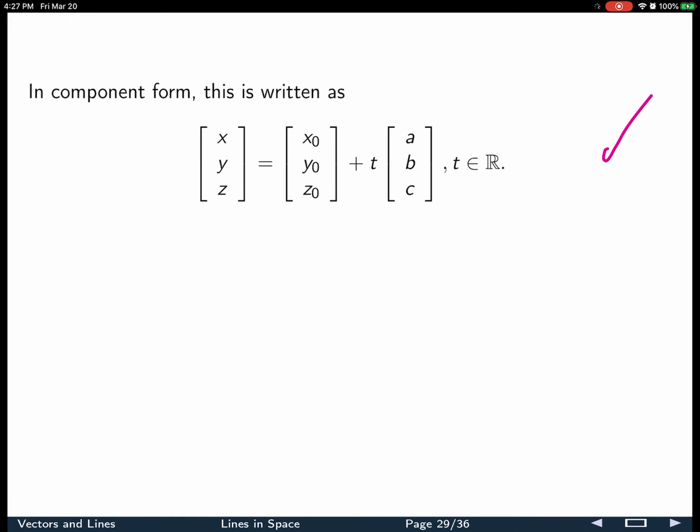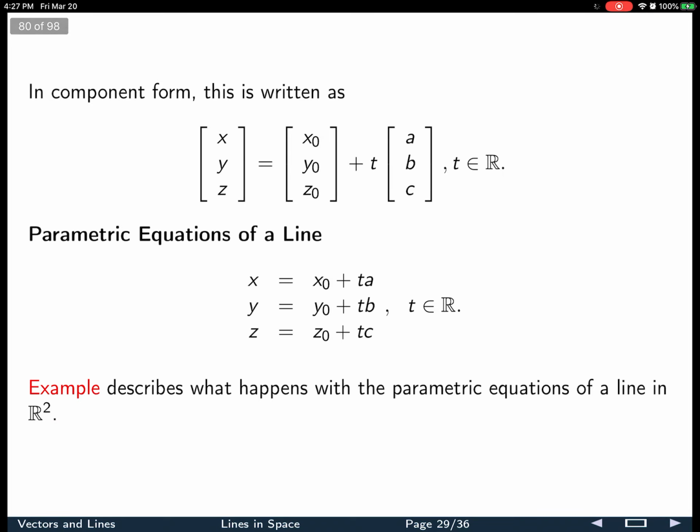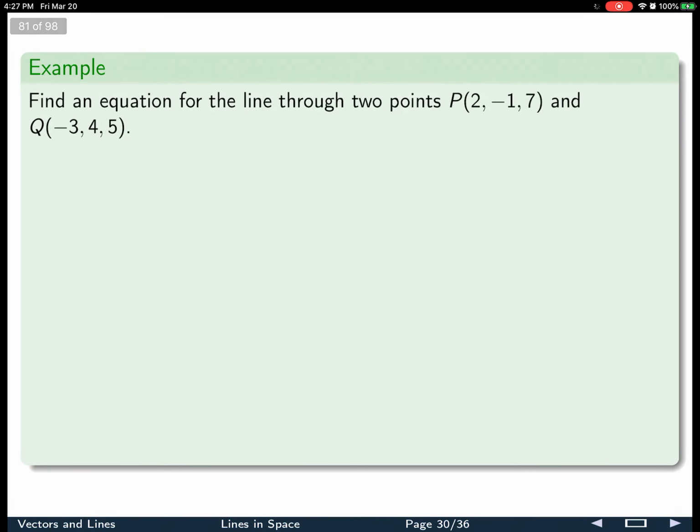To create a line in 3 dimensions, we need a point and then another vector that has a slider attached to it so that t can change and we trace out the line in 3D space. And here are the corresponding parametric equations of a line. So that's all very familiar.